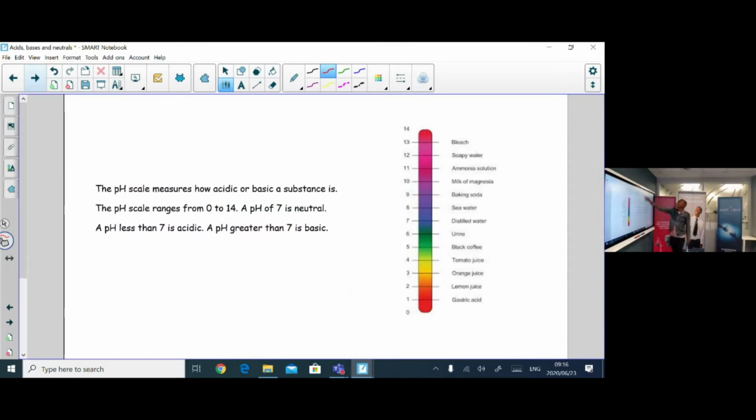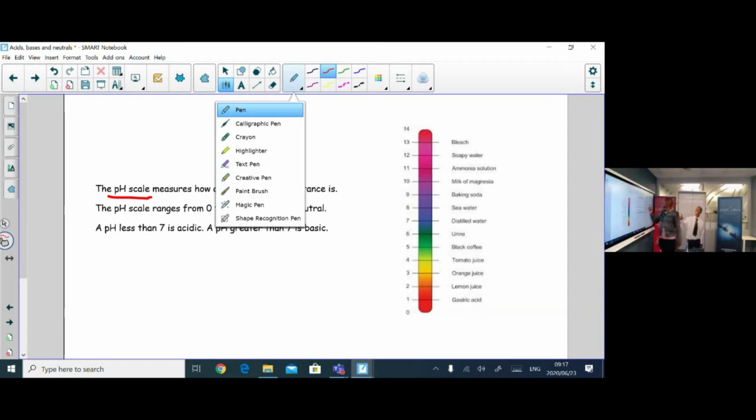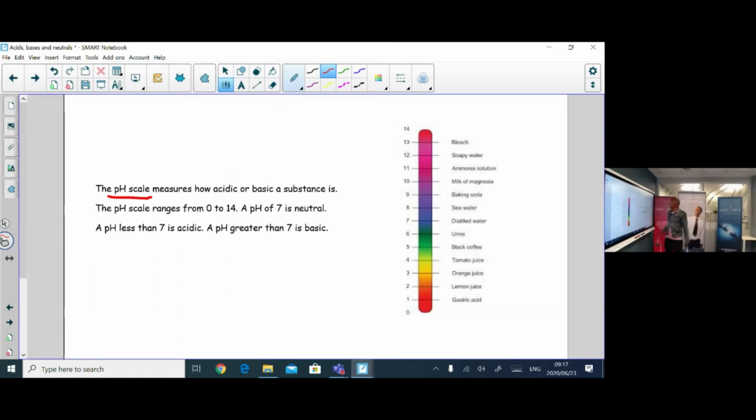We spoke of a pH scale, right? We said a pH scale is a measure of a substance's acidity or how basic it is. It ranges from 0 to 14, where 7 is neutral. Below 7, we find acidic substances. Above 7, that's when we find basic substances, right?